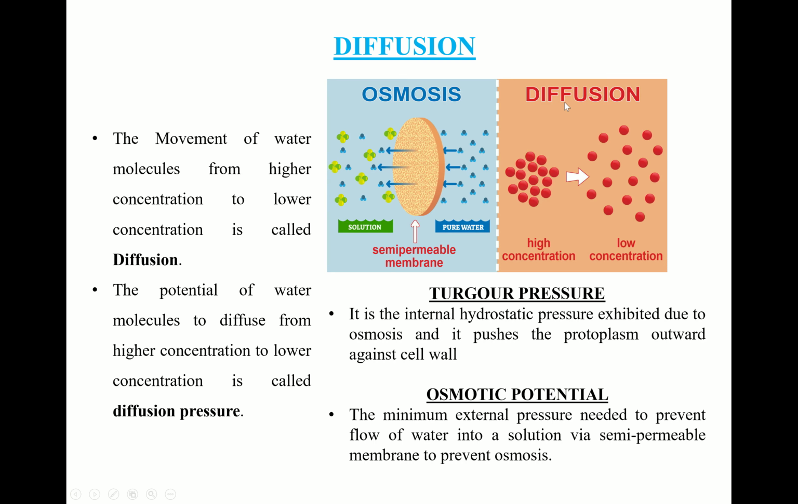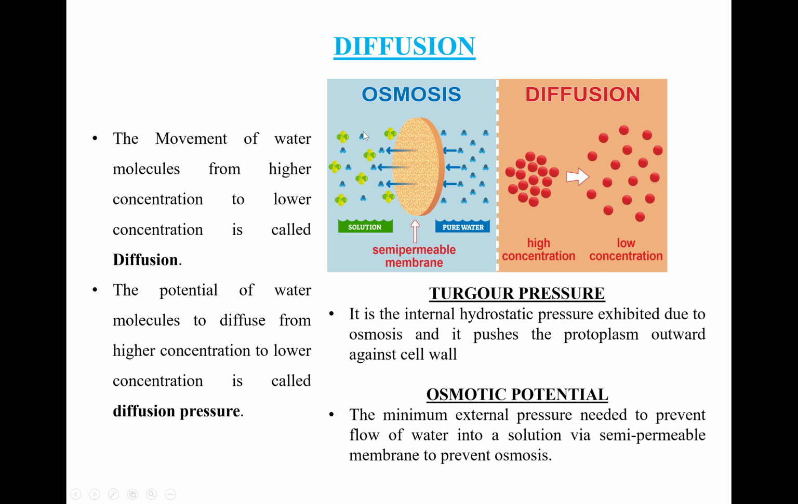Diffusion is a random process, whereas osmosis is a selective process. Diffusion is a passive process, it doesn't involve any kind of energy.